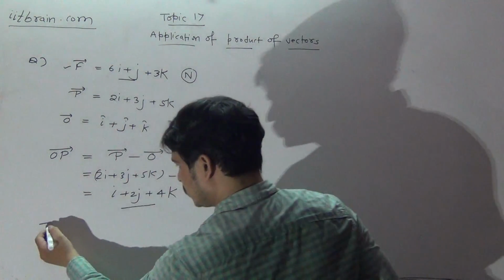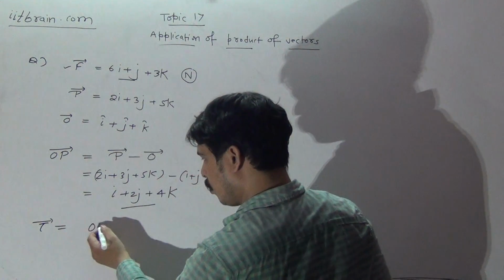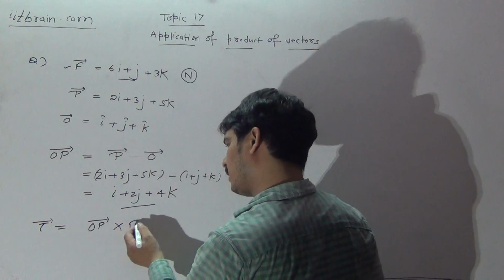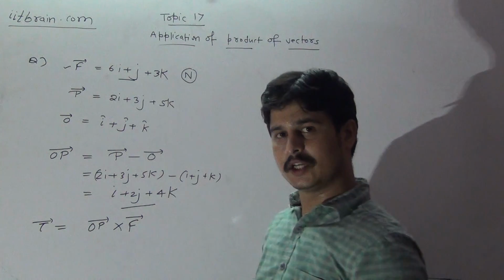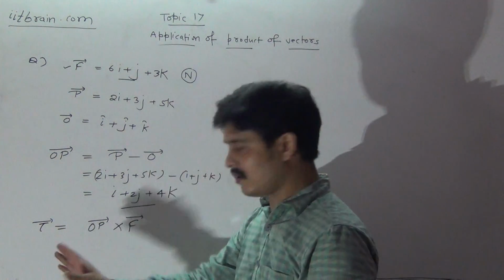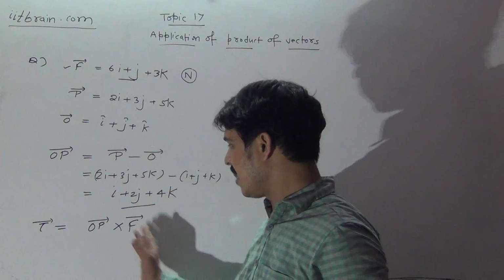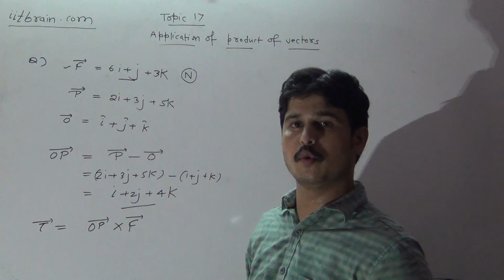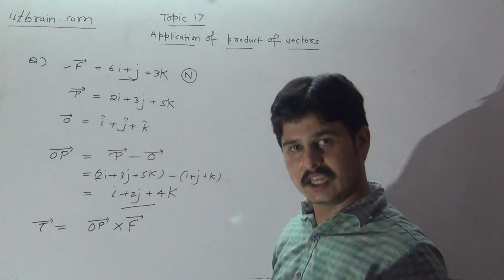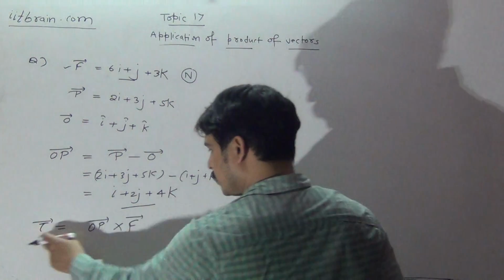So as a definition, torque is defined as OP vector cross F. यहाँ ध्यान रहे, displacement is always taken in the earlier vector. You can't take F cross OP. It is always OP cross F. Commutative नहीं होता है, discuss हो चुका है. Tau is OP cross F.